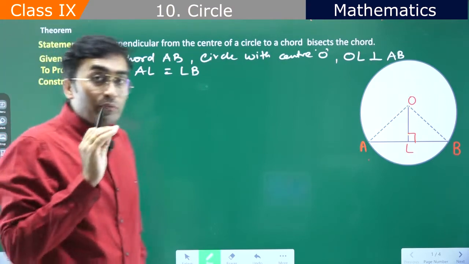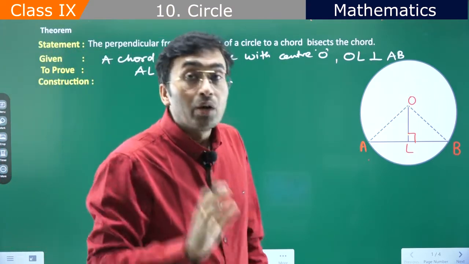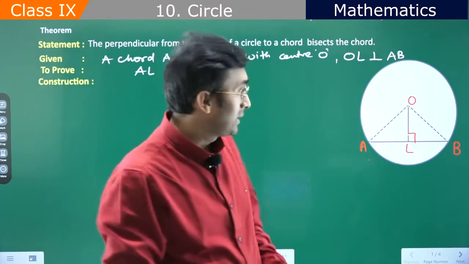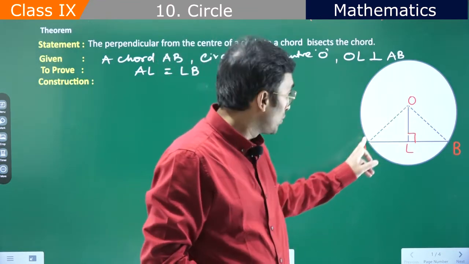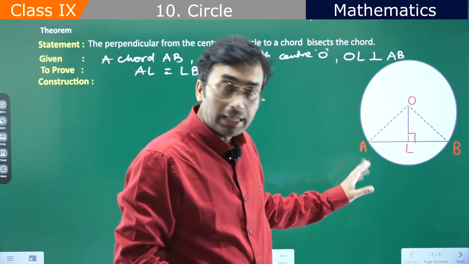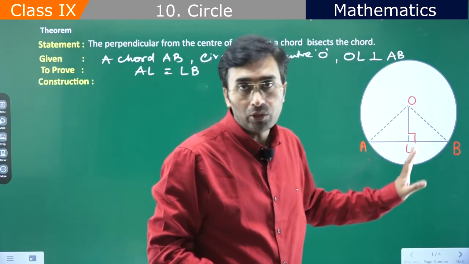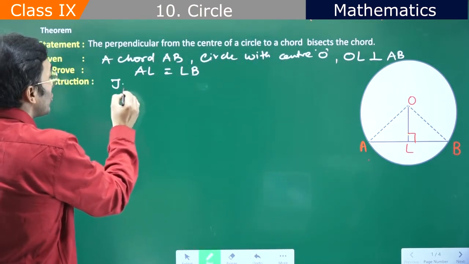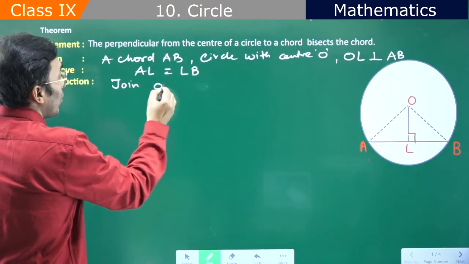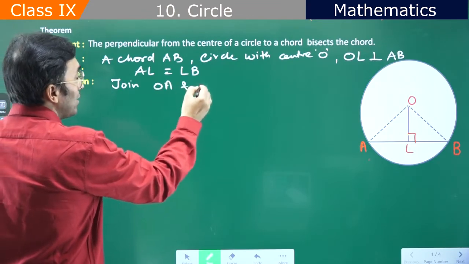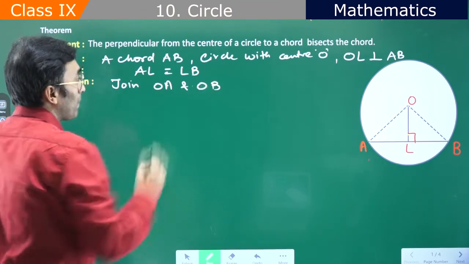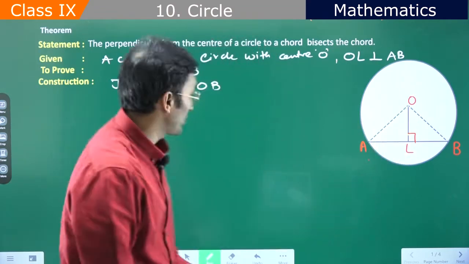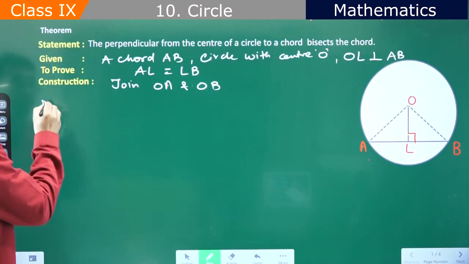Now, we have to make a construction. Whenever we do a construction, we use dotted lines. I have joined O to A by dotted lines, and O to B by dotted lines. So this is our construction. We'll write it: join OA and OB. We have joined O to A and O to B. Now we will write the proof for this.